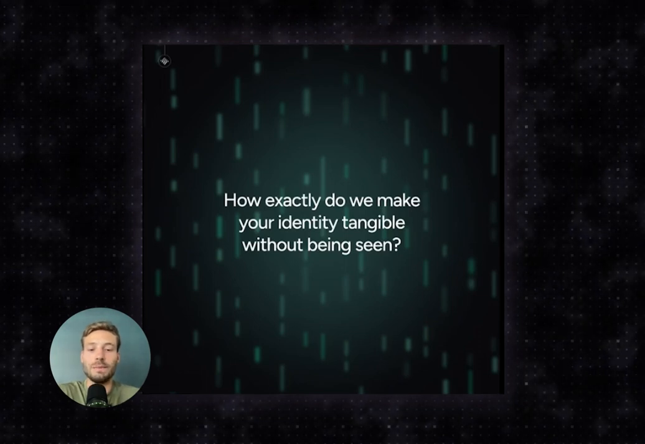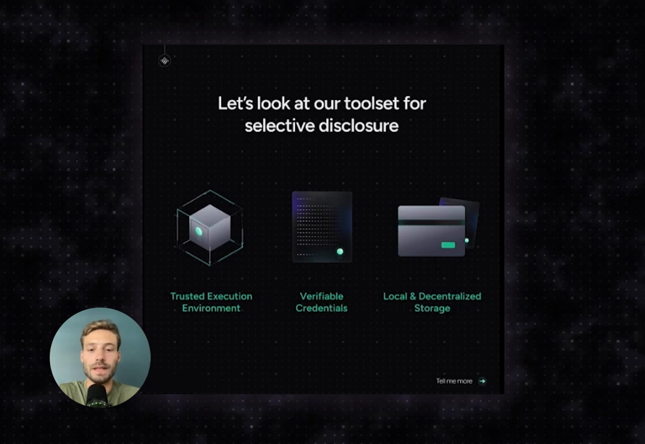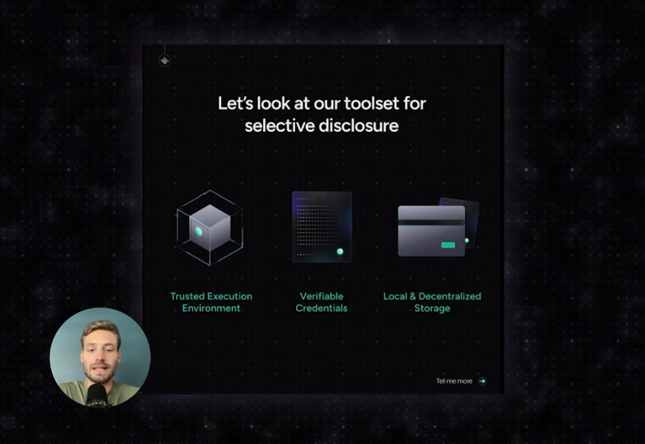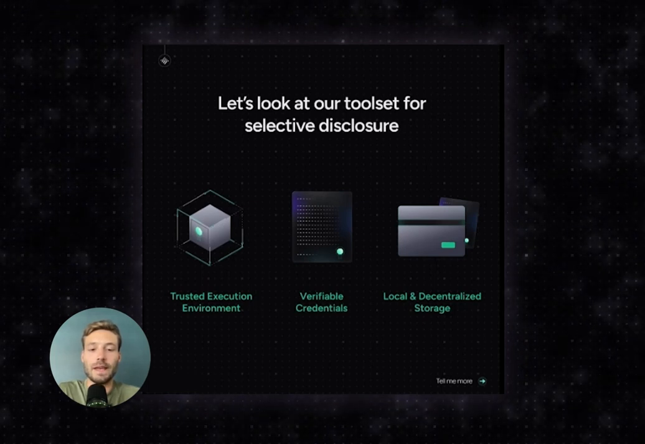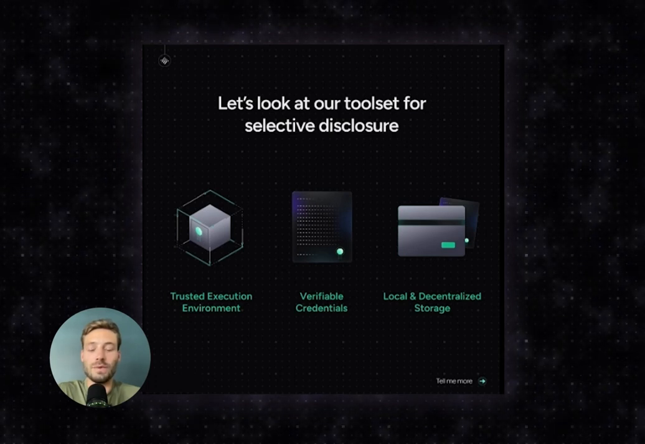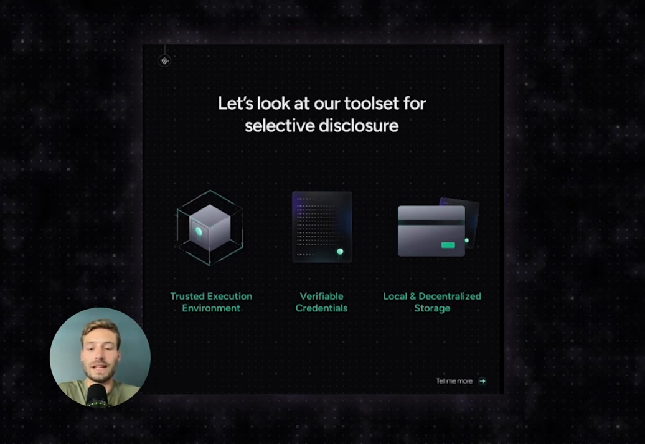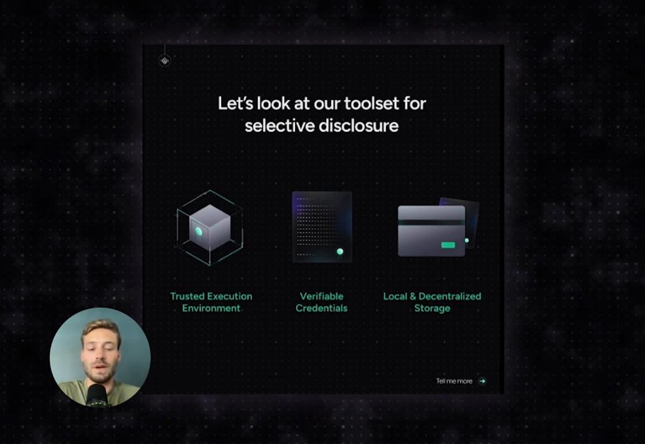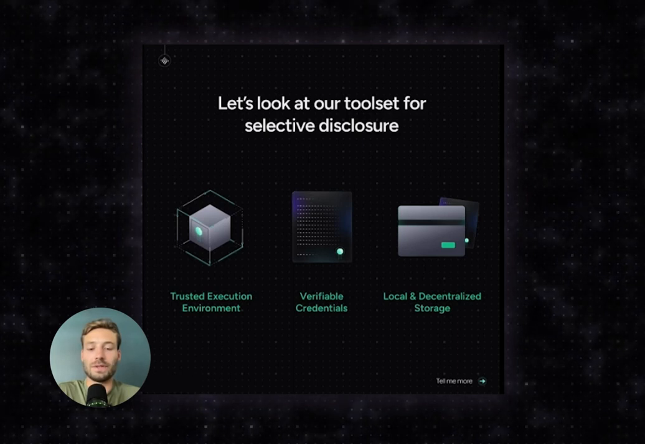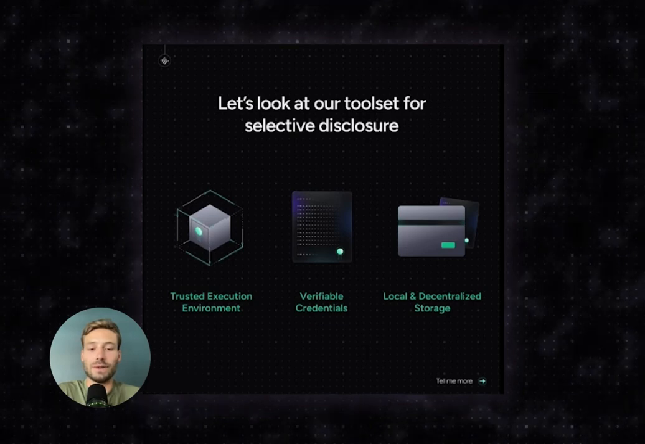So how exactly do we make your identity tangible without it being seen? Let's look at our toolset for selective disclosure. These three key principles help us to provide you with the necessary privacy to adopt decentralized identity, such as a trusted execution environment, which is the technology that we have chosen, verifiable credentials, and local and decentralized storage.